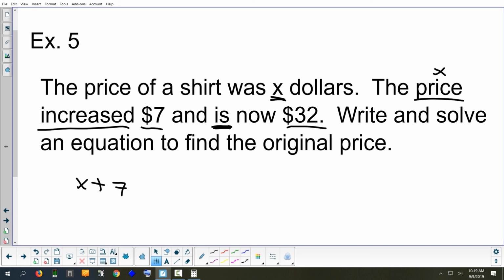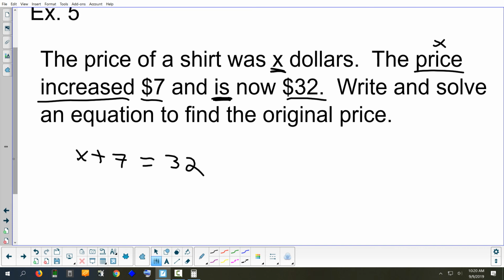Now, this is the word here that I said is important. Does anybody know what is means? Was means the same thing in the past tense in math, but is present tense and it means... Equal. Yeah. Equals. So price increased by 7 is how much? 32. So on a test, if you got that far, I give you half credit for that, because you got the equation set up. Now the other half would be, can you solve it? If all you did was solve it and give me a price without showing me an equation, I'd give you half, because the problem said write and solve an equation.